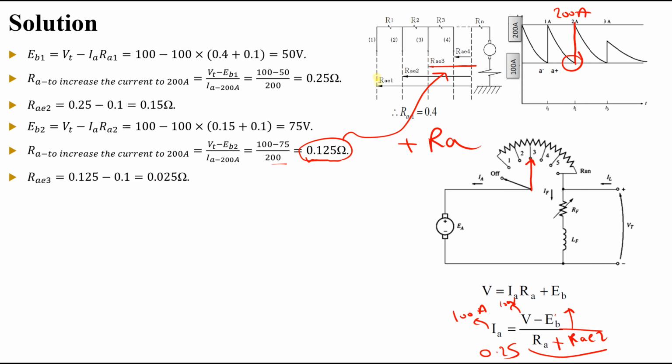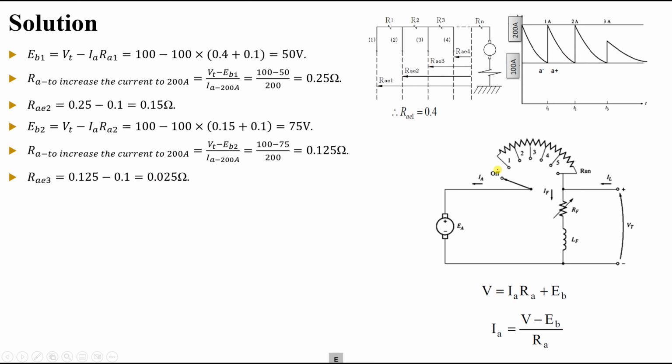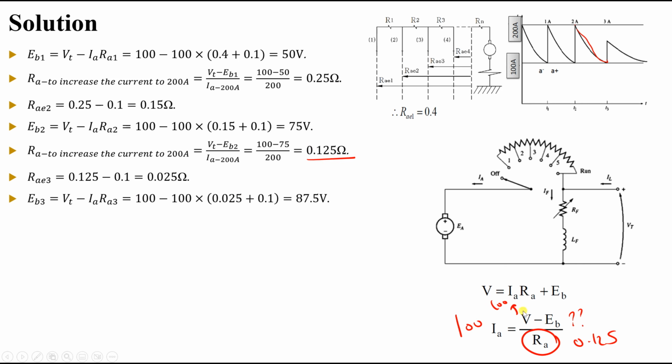Okay, so we have RE1, RE2, and RE3. Now I would like to know the next step. To get the next step, at this point the current goes down to 100 amperes. So at 100 amperes, I would like to know E back at the new resistance, which is 0.125. The new E back will be 100 minus I armature, 100 multiplied by 0.125, which gives us 87.5.